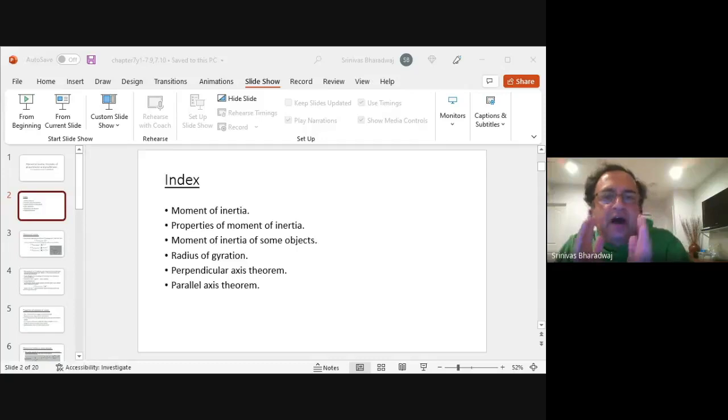Now, just as L equals I omega, similarly tau equals I alpha. Just as F equals ma, tau equals I alpha. So remember that as well. dL by dt equals tau. Because L is I omega, you take the I out, you have I times d omega by dt. d omega by dt is alpha. So all these concepts are related.